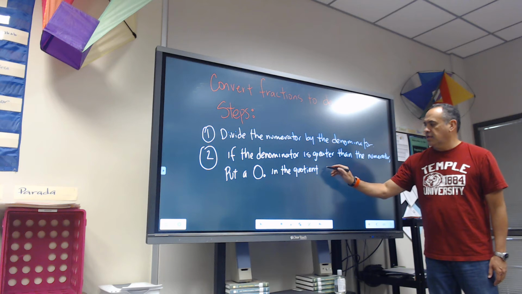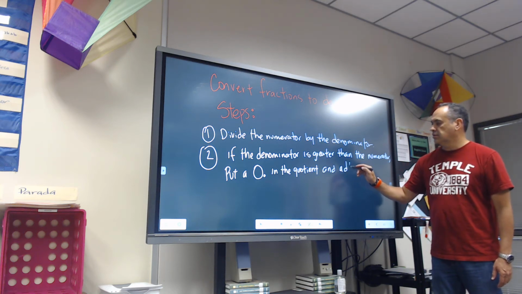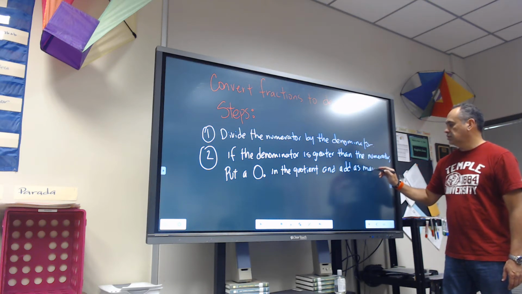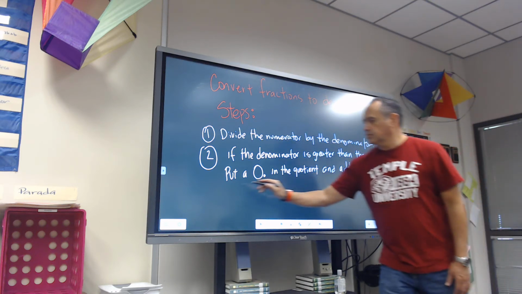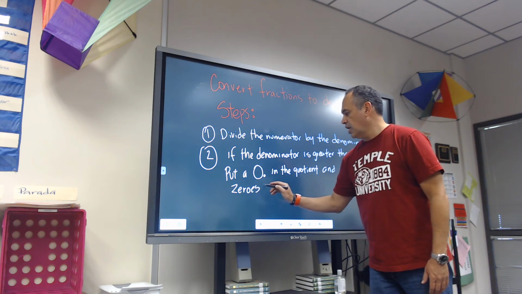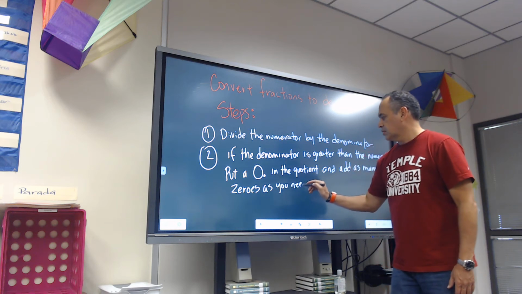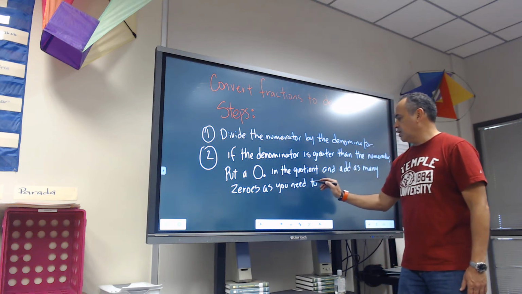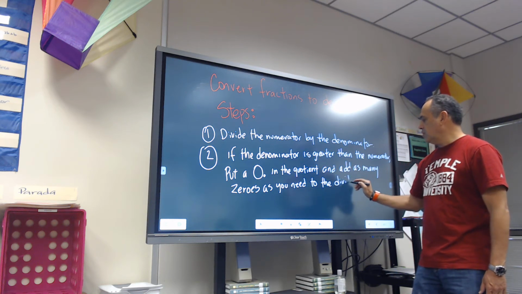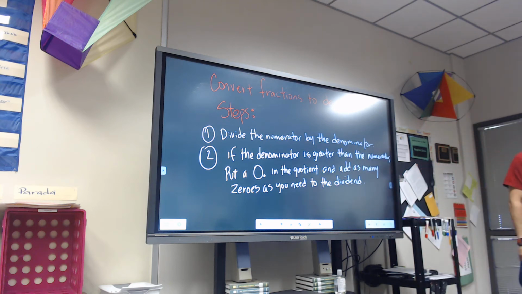And add as many zeros as it's possible, as you want or as you need, to the dividend. What is the dividend? The answer. No, the answer is the quotient. The dividend is what you divide. What is being divided, right? Okay.